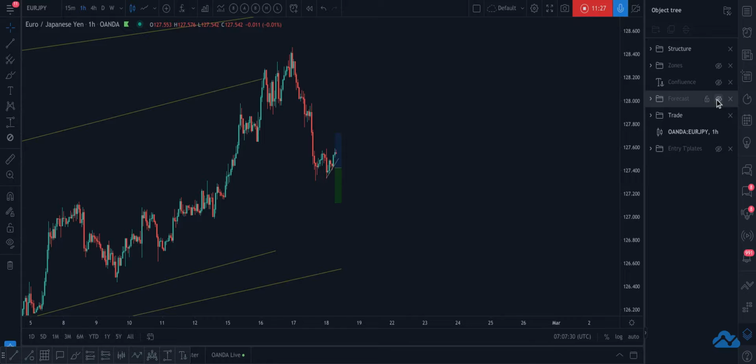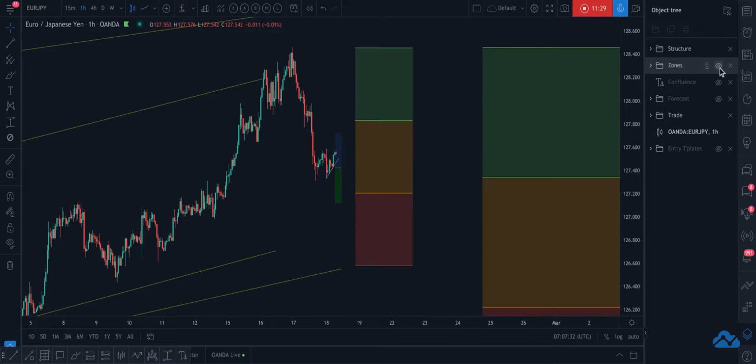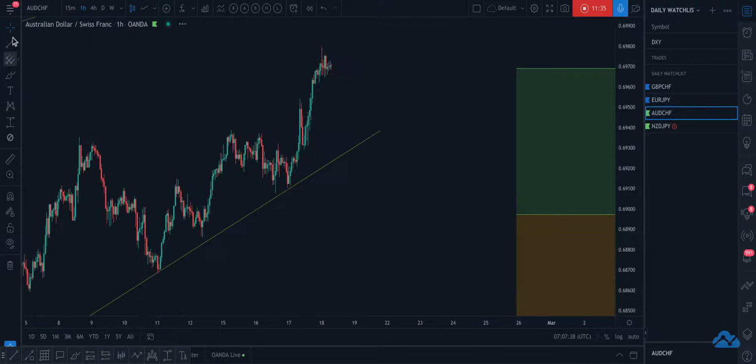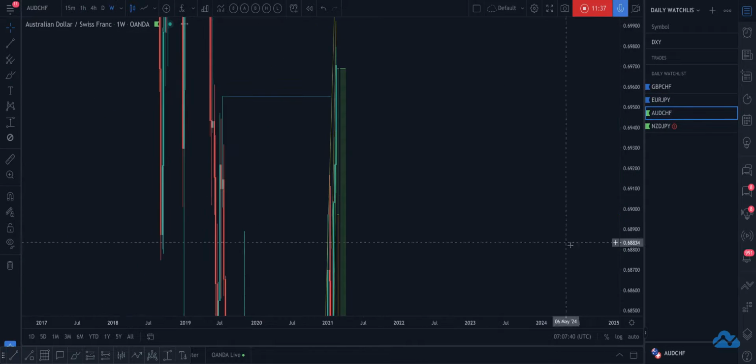So I'm just going to monitor this one as well. We'll get the zones back out and we'll blue flag that, because obviously I'll need to amend that order in a second or two. So weekly chart, Aussie Swiss.